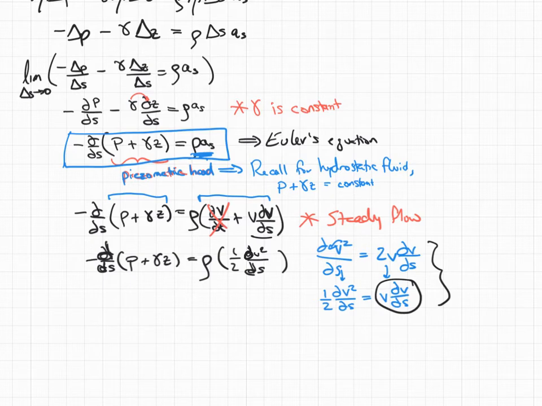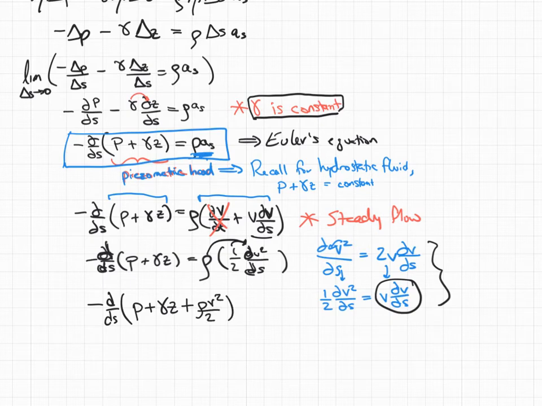We note that because we've already assumed an incompressible fluid, the rho can go inside that derivative, and this 1/2 can go inside that derivative. So algebraically I can write d by ds of p plus gamma z plus rho v squared on 2 equals 0. I brought everything over to the left-hand side, and I'm left with this.